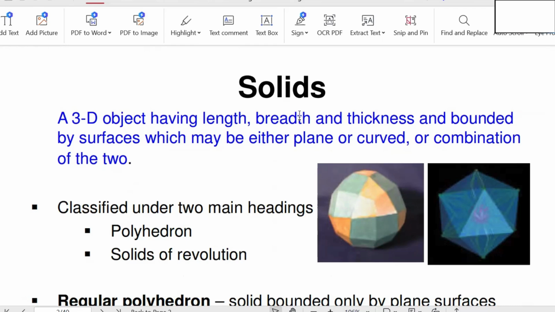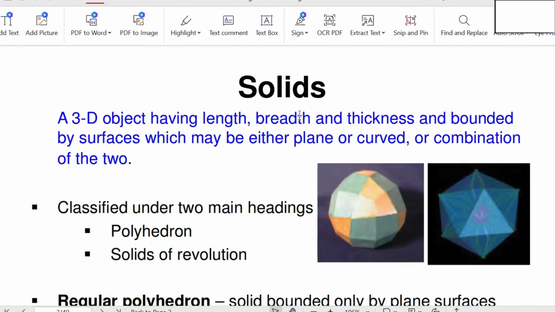So, solid means the three-dimensional object is known as a solid. The solid consists of three dimensions, that means length, breadth, and also thickness. Whereas, in the case of a plane, a plane consists of only two dimensions, thickness is neglected. So, solid means three-dimensional object, plane means two-dimensional object. Then coming to different types of solids.